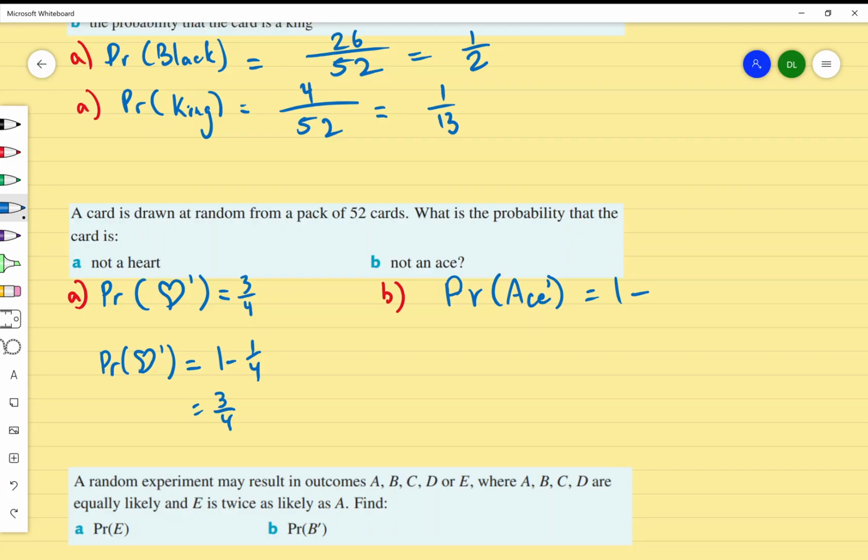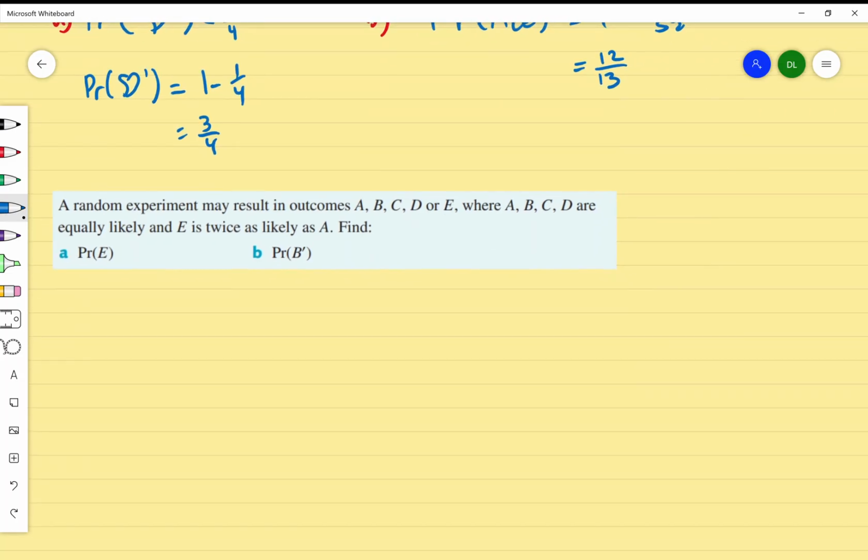Now we know aces is 1 in 13 cards, right? There's 1 in 13 cards, or we can write it as 4 out of the 52. If you need to Google how many cards are in a set of cards, you may need to do that, and just make sure you've got that in your resource book, because that's a very common question. That ultimately simplifies to give us 12 out of 13, which is a probability of not getting an ace. Quite likely.